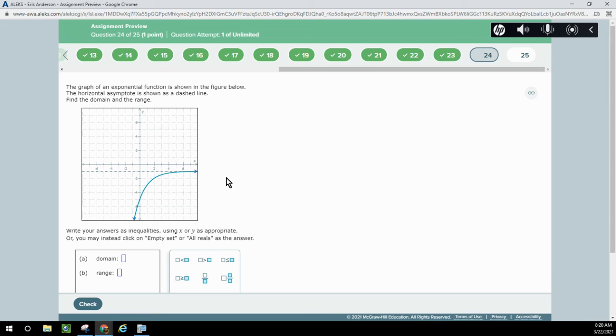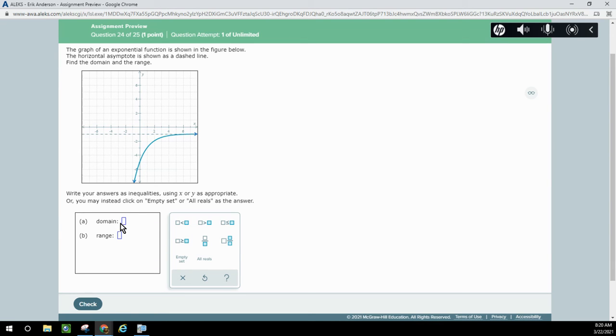They want the domain and range for this function. So the domain is all reals. And the range, since this is an asymptote at y equals -1, means that it has to be less than -1. So y is less than -1. Think about whether our values are above or below the asymptote.